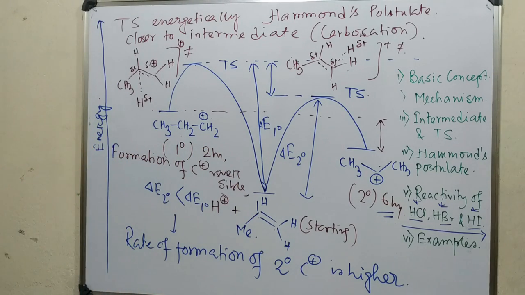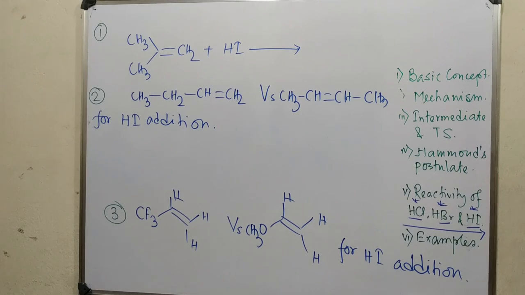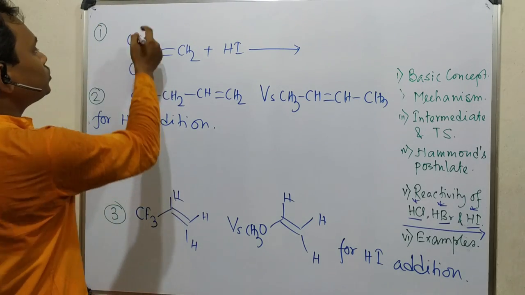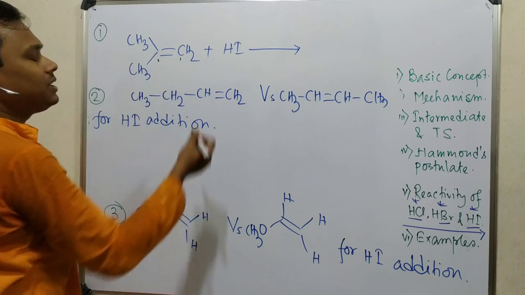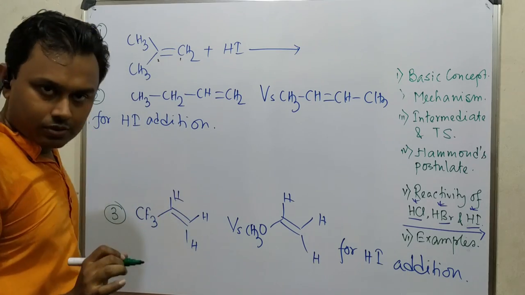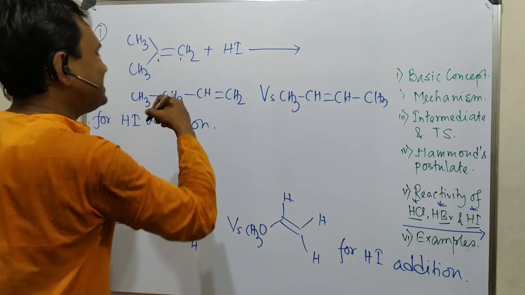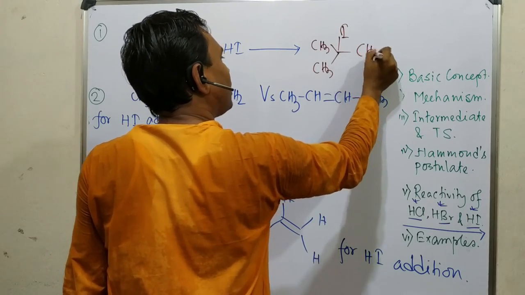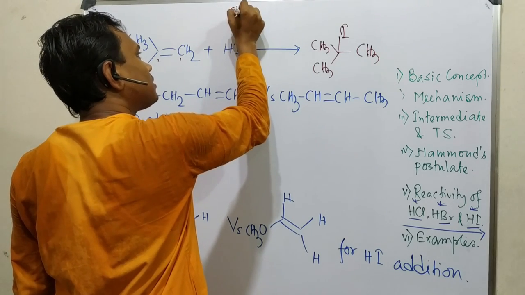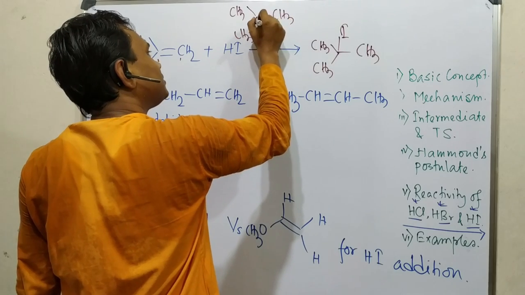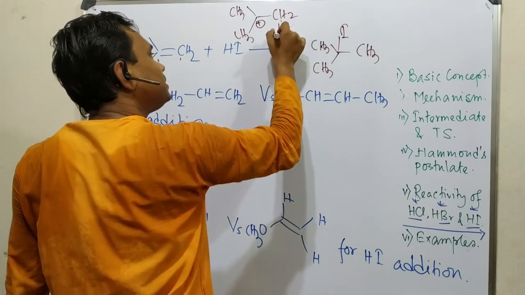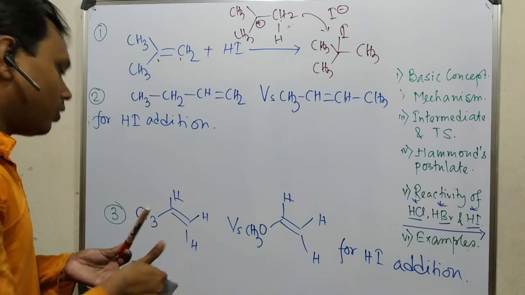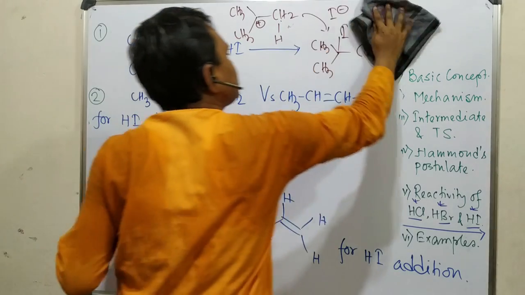So now let's discuss a few examples. Let's discuss three examples; I guess it will help clear your idea. You can see this is 2-methylpropene. If you react it with HI, it exclusively produces the tertiary butyl iodide, CH3. How? Through the intermediate formation of the tertiary butyl carbocation. H plus is added here, this is H plus addition, and after that iodide addition produces this. It's exclusive. You know this from the previous example, so no need to discuss in detail.